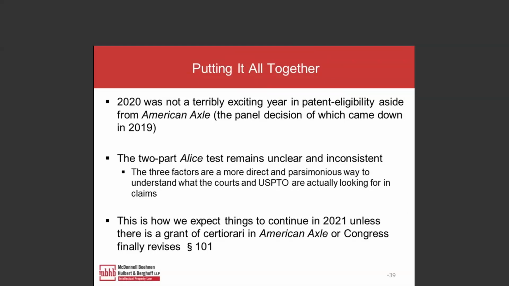It doesn't make a lot of sense, but the three factors are what really describes what the Federal Circuit has been looking for, and in my view, it's a better way of thinking about Section 101. And we expect things to continue in 2021 along these lines until there's a grant of certiorari in American Axle, or if that happens or not happens, Congress may finally decide to review and revise Section 101.